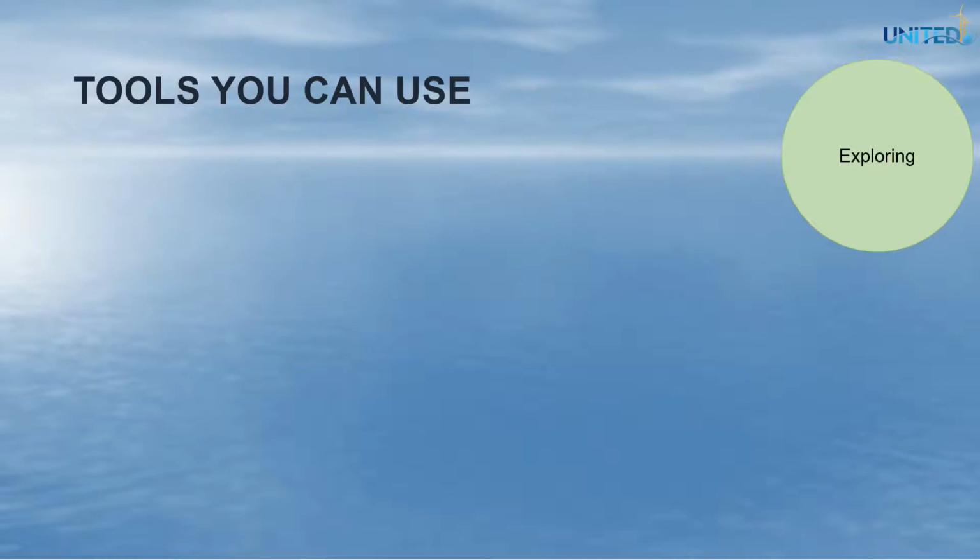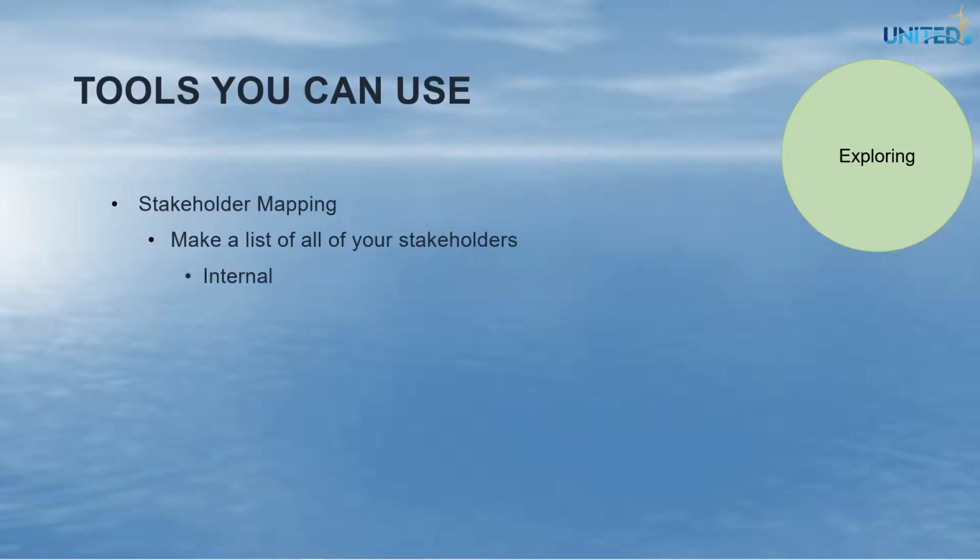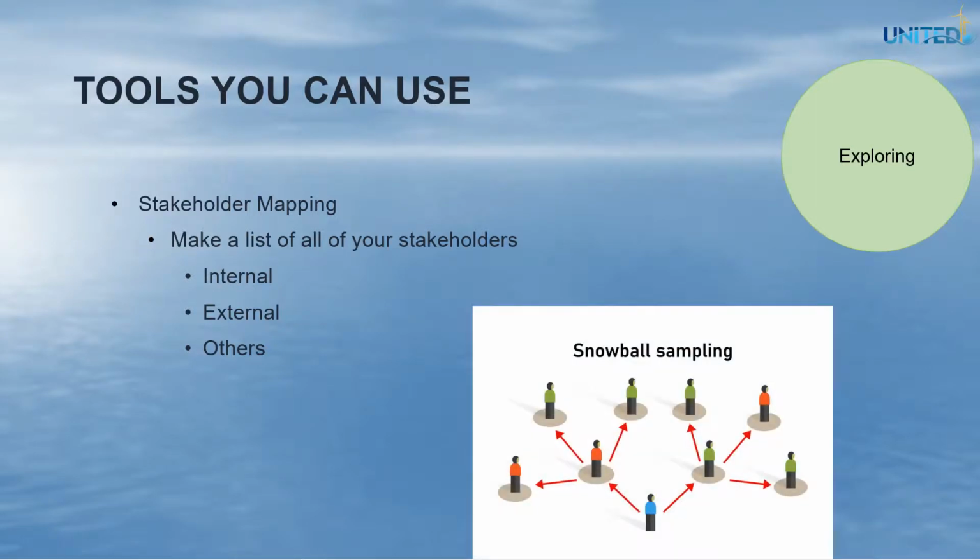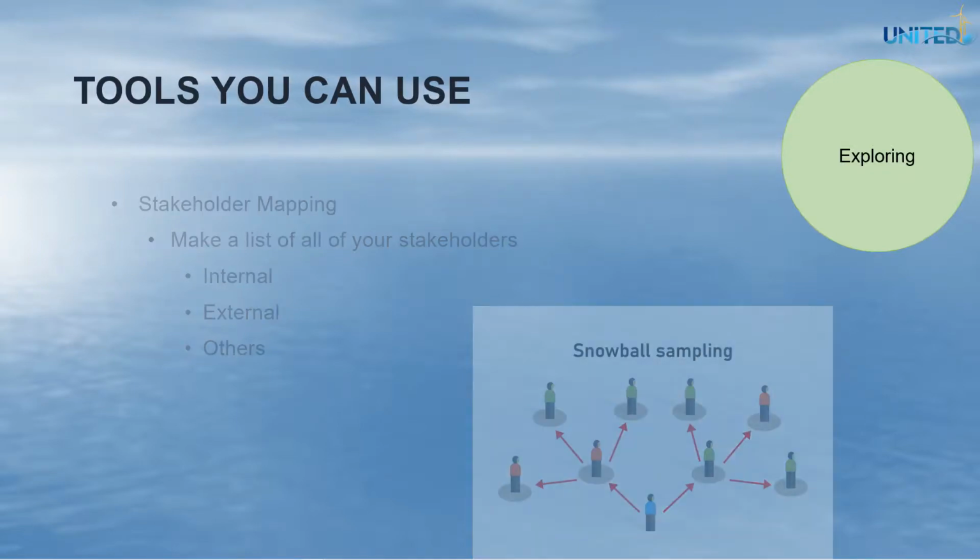Then we will look at stakeholder mapping, which is basically making a list of all stakeholders in your project. Be it internal stakeholders, external stakeholders, or any other group of people that consider themselves to be a stakeholder. A tool you can use is snowball sampling. If you have identified a certain stakeholder, you can ask this stakeholder, who else do you consider to be a stakeholder as well, and should we include in our process?